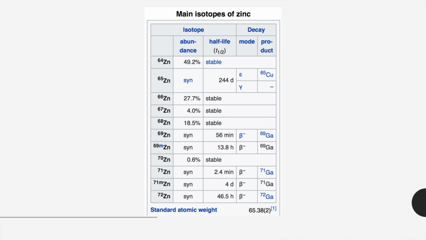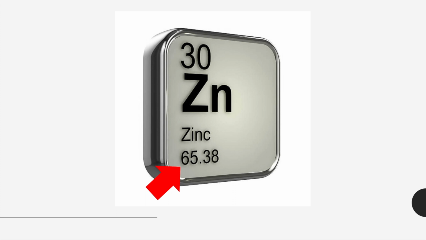49.2% of the zinc isotopes are zinc 64. 27.7% of the zinc isotopes are zinc 66. 18.5% of the zinc isotopes are zinc 68. 4% of the zinc isotopes are zinc 67, and 0.6% of the zinc isotopes are zinc 70. When we have these numbers, we can calculate the weighted average atomic mass for zinc, which is 65.38 atomic mass units, as we saw in the periodic table.